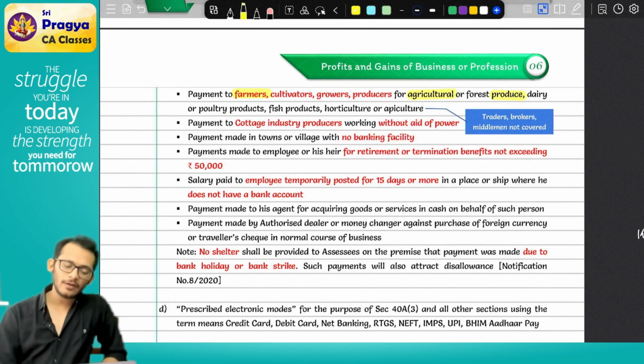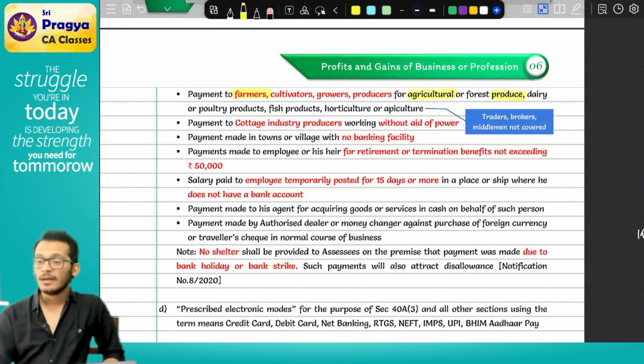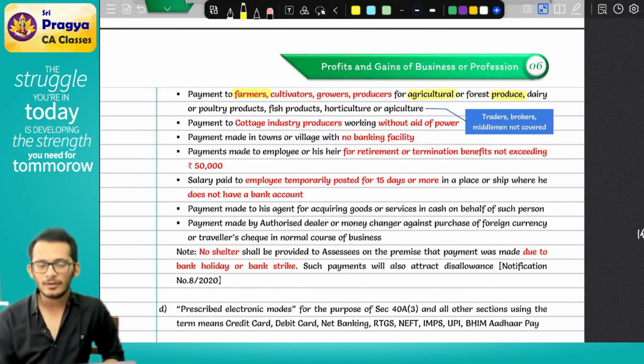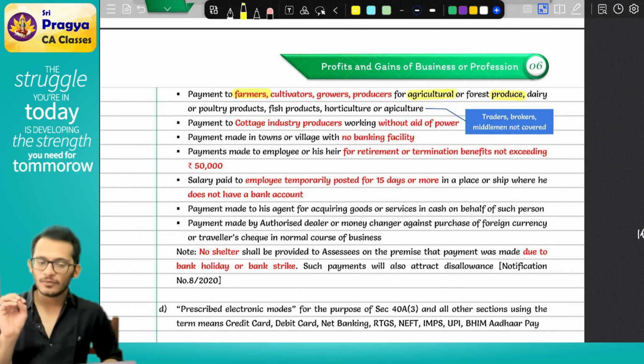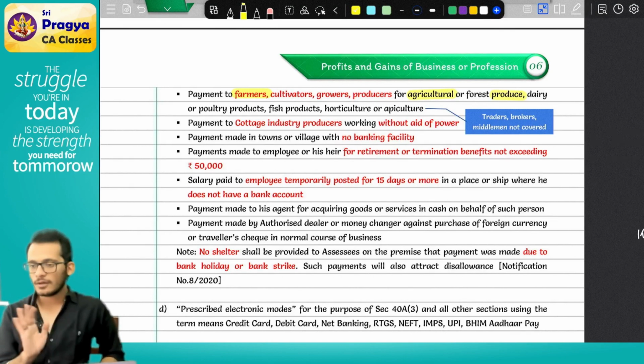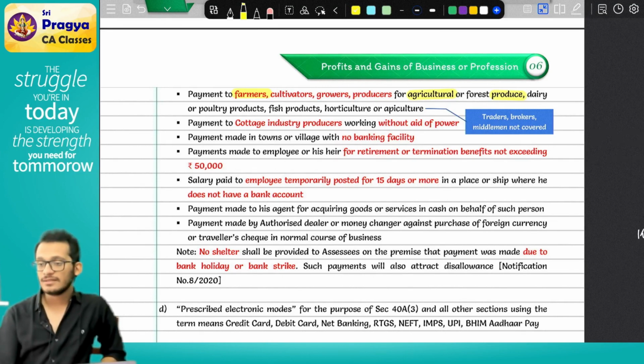Next, any kind of payments made to employees for their retirement or termination benefits exceeding 50,000. Hey, I am planning to exit an employee. I have to pay him gratuity. I can make the payment of gratuity of 40,000 or 45,000 or 50,000 also. Beyond 50,000 is not allowed. So this is the third limit. We already learned two limits. One is 10,000. Other is 35,000. This is the third limit, which is 50,000.